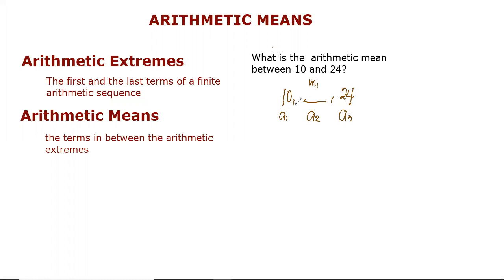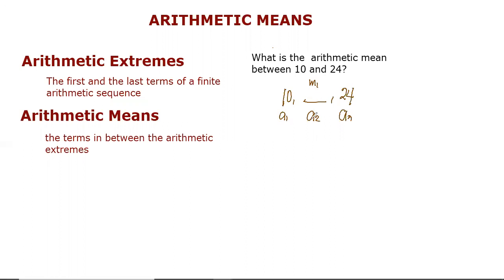Ma'am, bakit po m sub 1? Kasi yan po yung unang mean na kukuhanin natin. Hindi po mean si 10 and si 24. They are the extreme numbers. Okay, so again, nasa middle or between the extreme numbers po, yun po yung tinatawag nating arithmetic mean. Kaya kung ano po yung una nating hahanapin, yun po ay m sub 1.